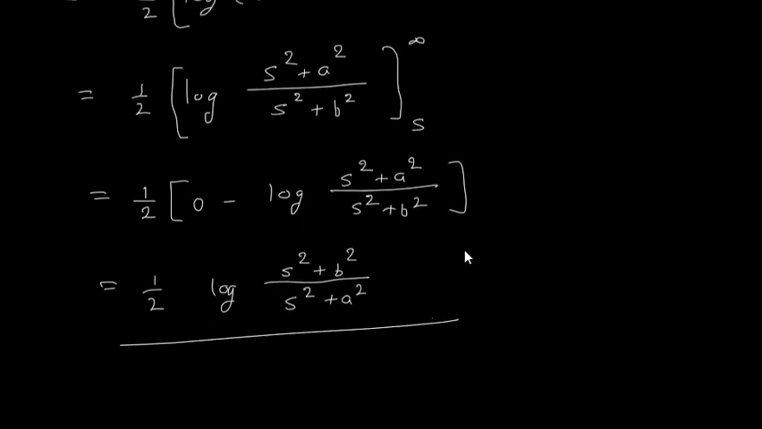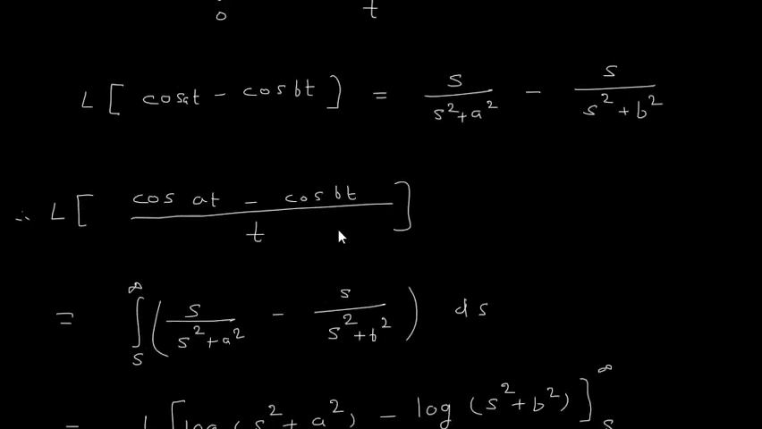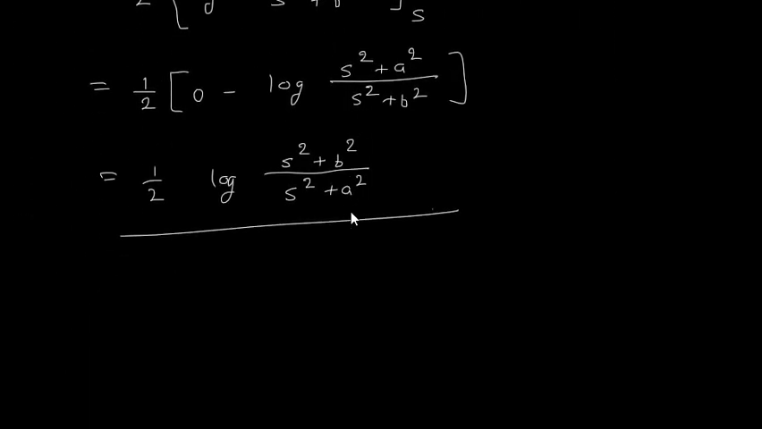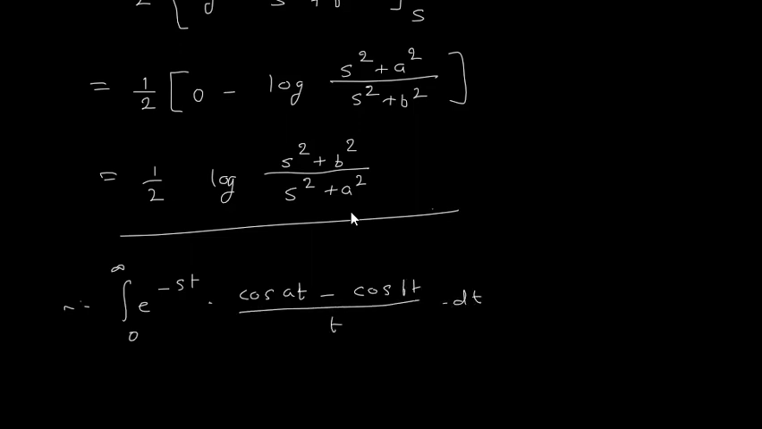This is my answer for Laplace of (cos at minus cos bt) upon t. So therefore, this is the answer for the integral from 0 to infinity of e raised to minus st into (cos at minus cos bt) whole divided by t into dt. This I will say is equal to 1 by 2 log of (s square plus b square) upon (s square plus a square).